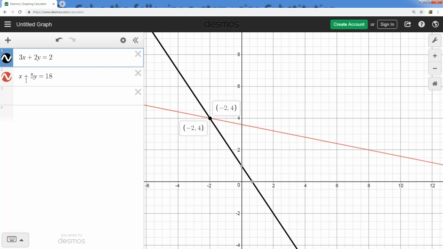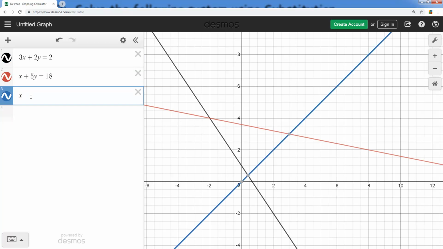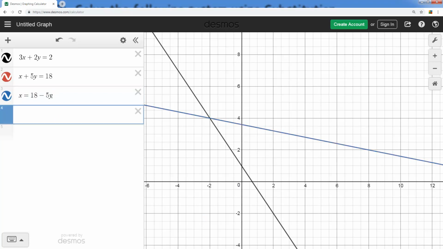So the first thing that we did was we isolated for x. Remember, we took 5y away from both sides. And so we got x equals 18 minus 5y. So notice that that line is the same as this line. It just covered over it with a different color line. So those rearranged versions are the same line. And they should be. You should expect that to be the case.